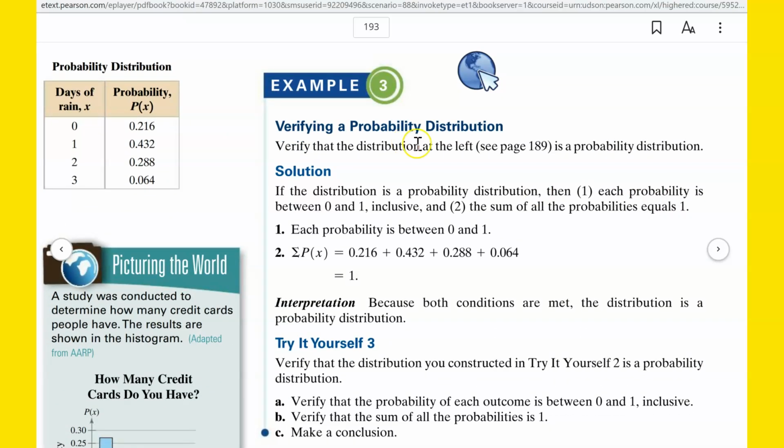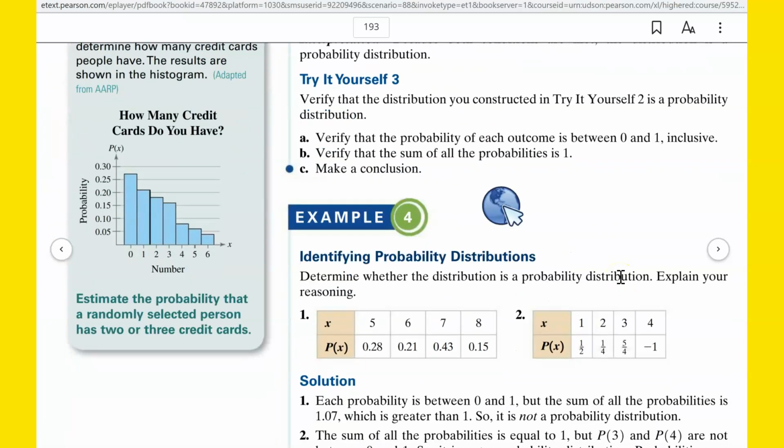Verify that the distribution at the left is a probability distribution. So what you have to satisfy are the two conditions. One, are all of these probabilities between 0 and 1? Yes, they are. Second, do all of these added together equal 1? And they do. So it is a probability distribution.